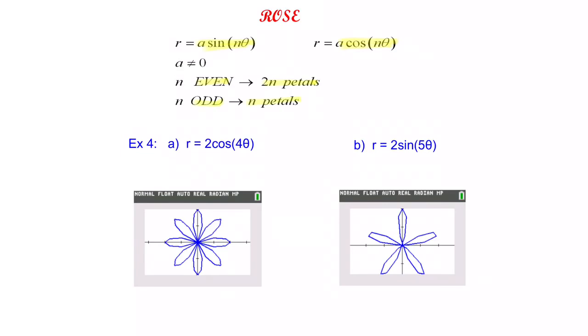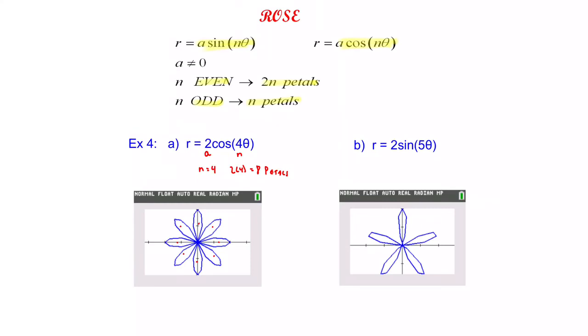So I've given you two examples here. First one is r is equal to 2 cosine of 4 theta. So the 2 represents the a value, and the 4 in 4 theta represents the n value. In this case, if n is equal to 4, then that means we have twice as many petals on the rose. So we have 8 petals, and you can see 1, 2, 3, 4, 5, 6, 7, 8 on the rose. And once again, that's twice as many when the n value is even.